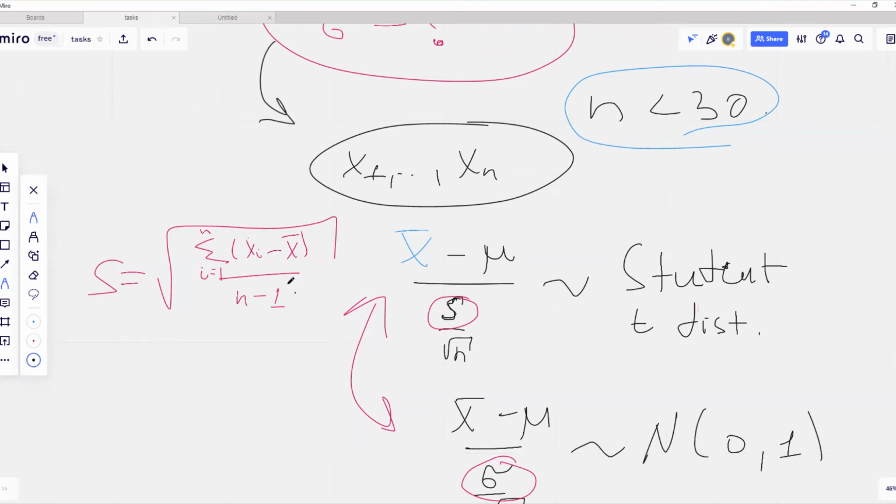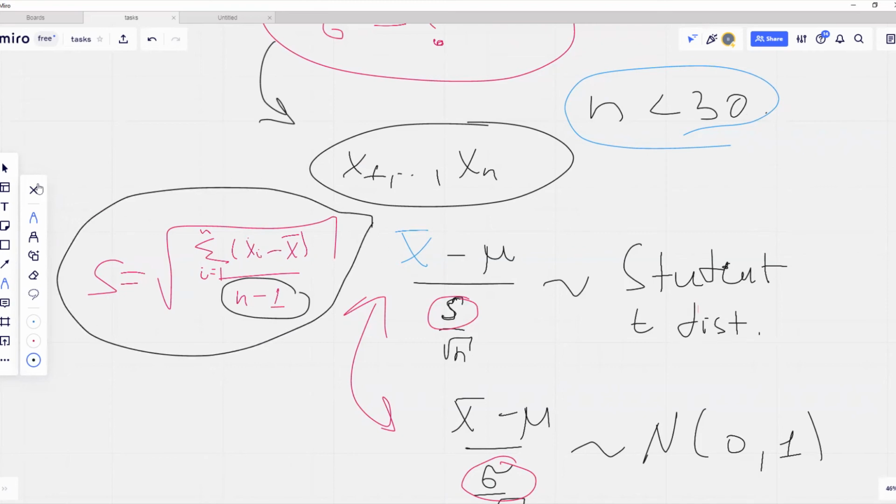Why we are using n minus 1, I will show you guys the reason why we are using n minus 1 instead of n when calculating population standard deviation in another video. The reason for that is such that S here is an unbiased estimator for sigma. We'll get back to that in more detail in another video.